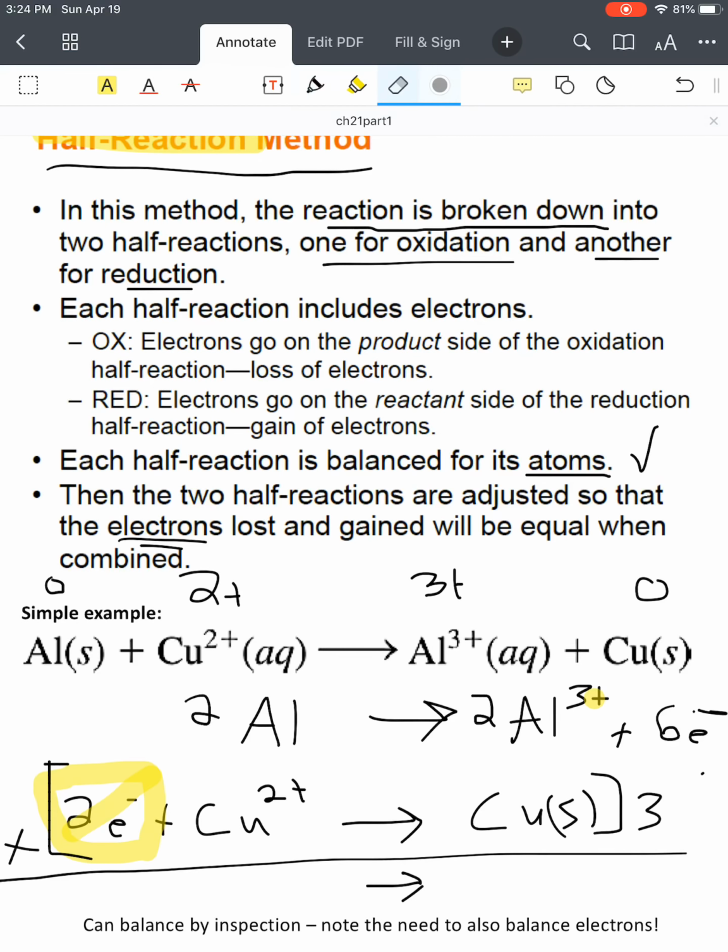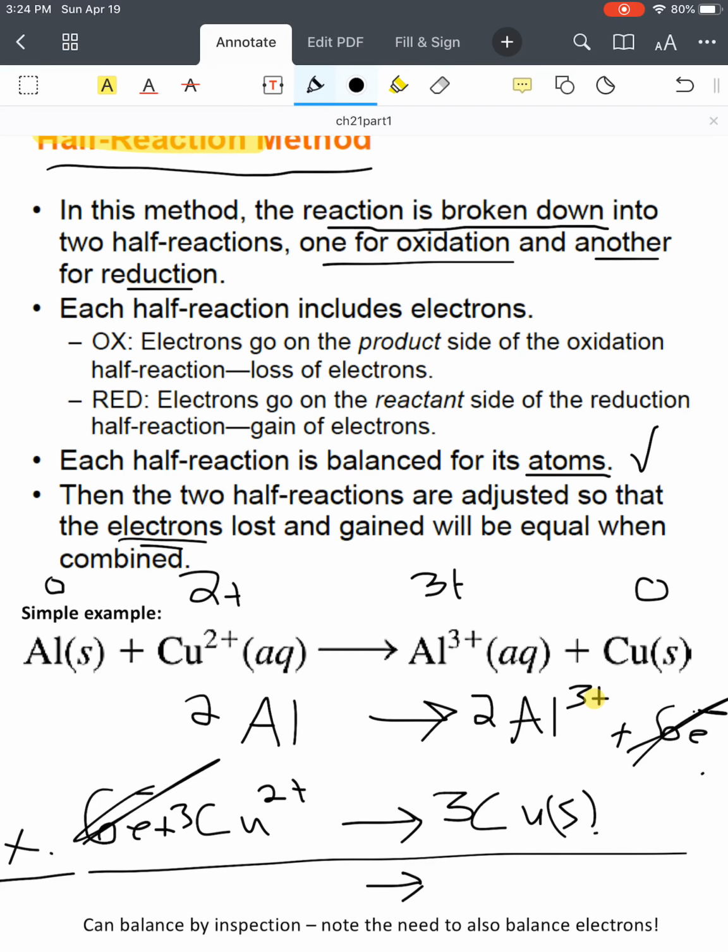And in the second equation then, I'm going to multiply everything by a 3. So what that means is I'm going to have 3 copies of this produced. And I'm going to have 6 electrons involved in this reduction. And 3 copies of my copper 2+, okay? So by doing this cross-multiplying bit, we get the same number of electrons produced and used. And as a result, we're able to then combine these two equations.